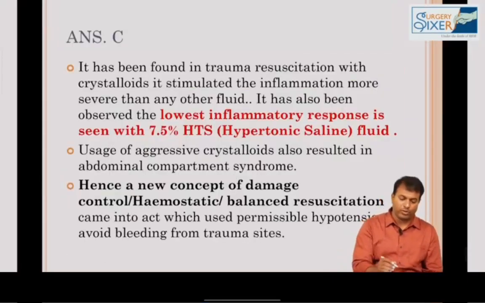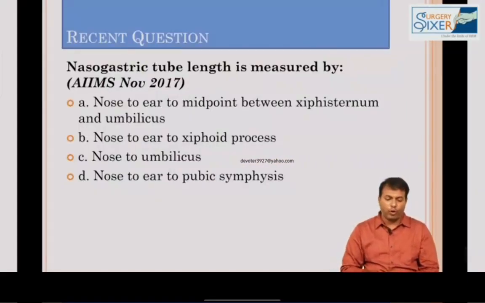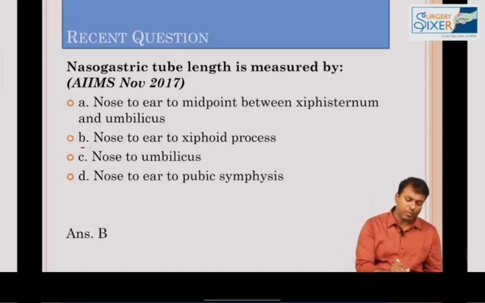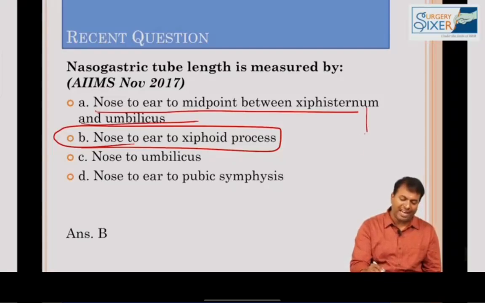So what is the fluid used in the resuscitation? 7.5% hypertonic saline is used for resuscitation purposes. Nasogastric tube length is measured. The question is not mentioning adult or pediatric, so let us assume it is an adult. So it is from nose to ear to xiphoid process. Nose to ear to xiphoid process is for adults. Nose to ear to the midpoint between xiphoid and umbilicus is for the pediatric age group.